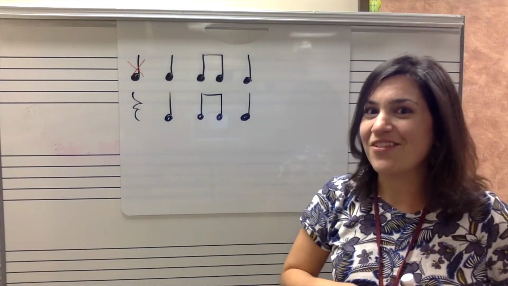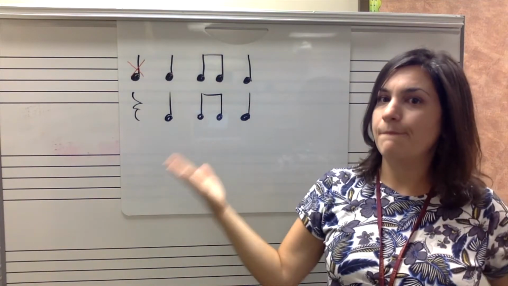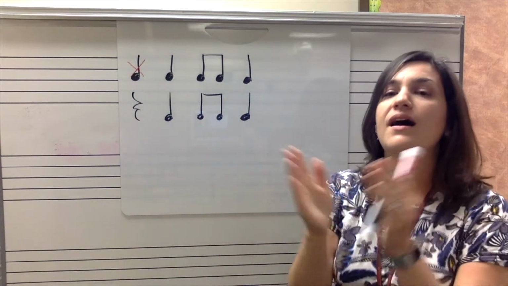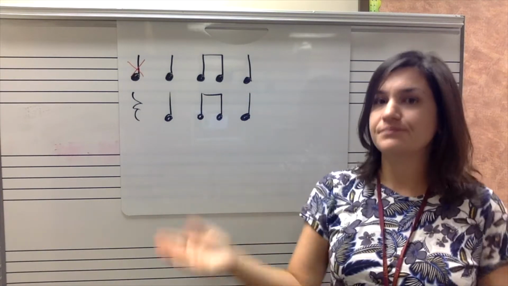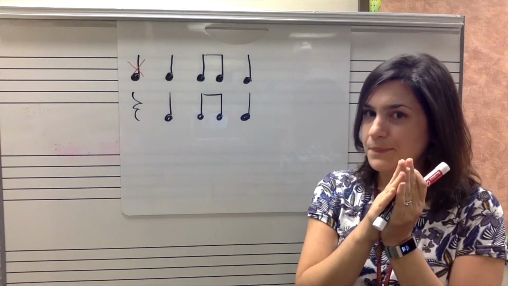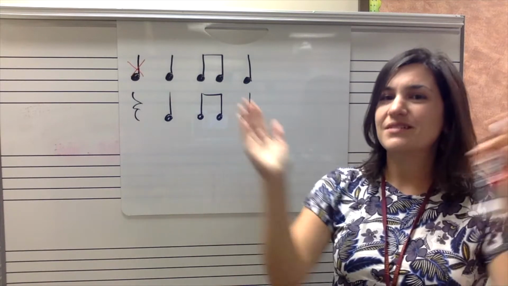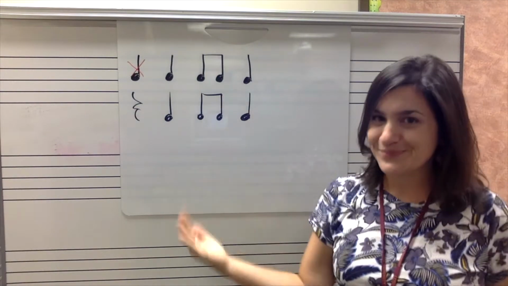Let's say this rhythm together. It starts with a rest, so we're going to start with a beat of silence. Ready? Here we go. Ta, ti, ti, ta. Let's try it one more time. Ready? Here we go. Rest. Ta, ti, ti, ta.